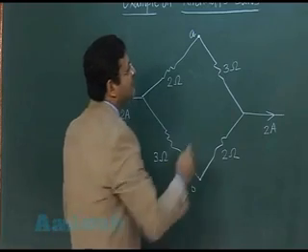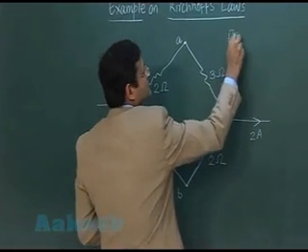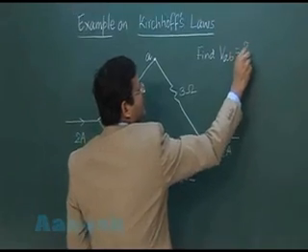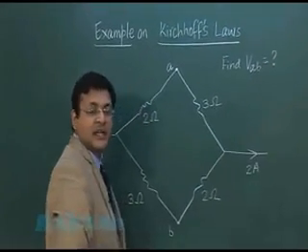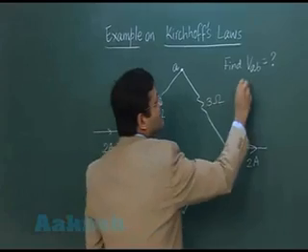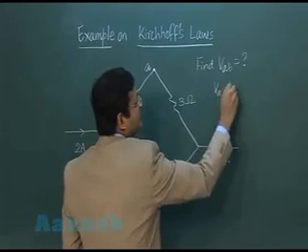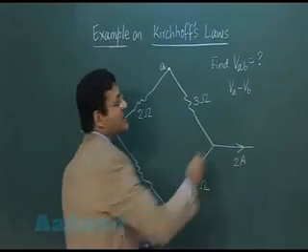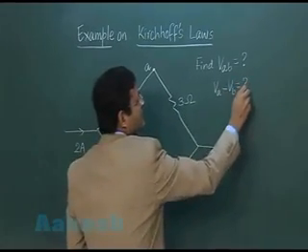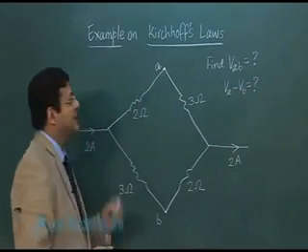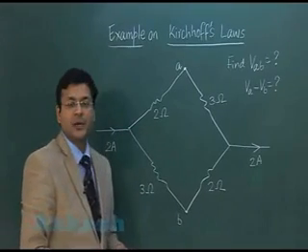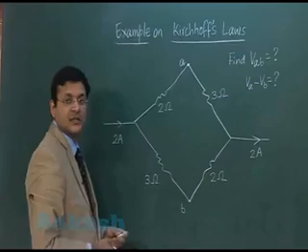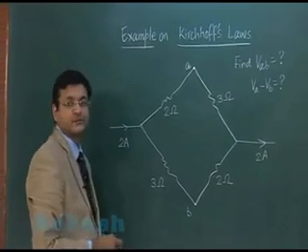You have to find VAB. If nothing is mentioned, then you should understand VAB stands for VA minus VB. We will take VAB to mean VA minus VB. You have to calculate in this question what the potential difference is between points A and B. This is the kind of question you should concentrate more on.